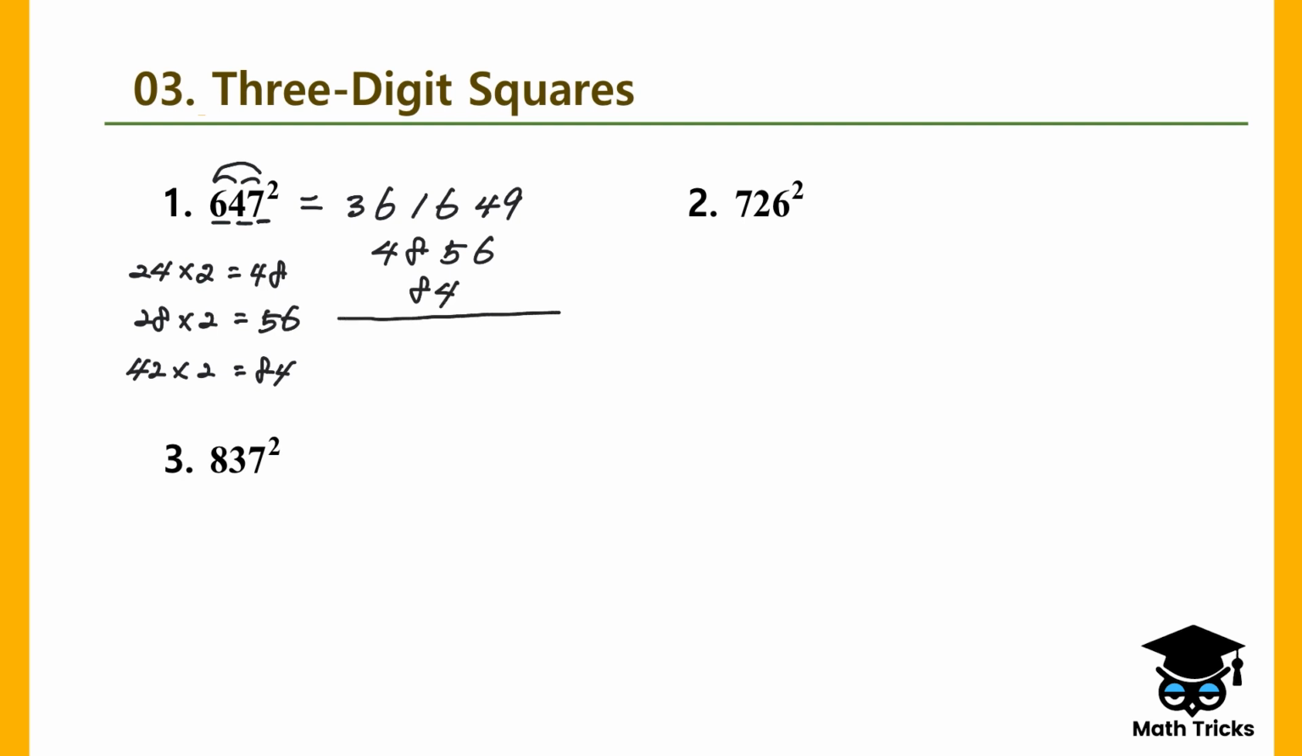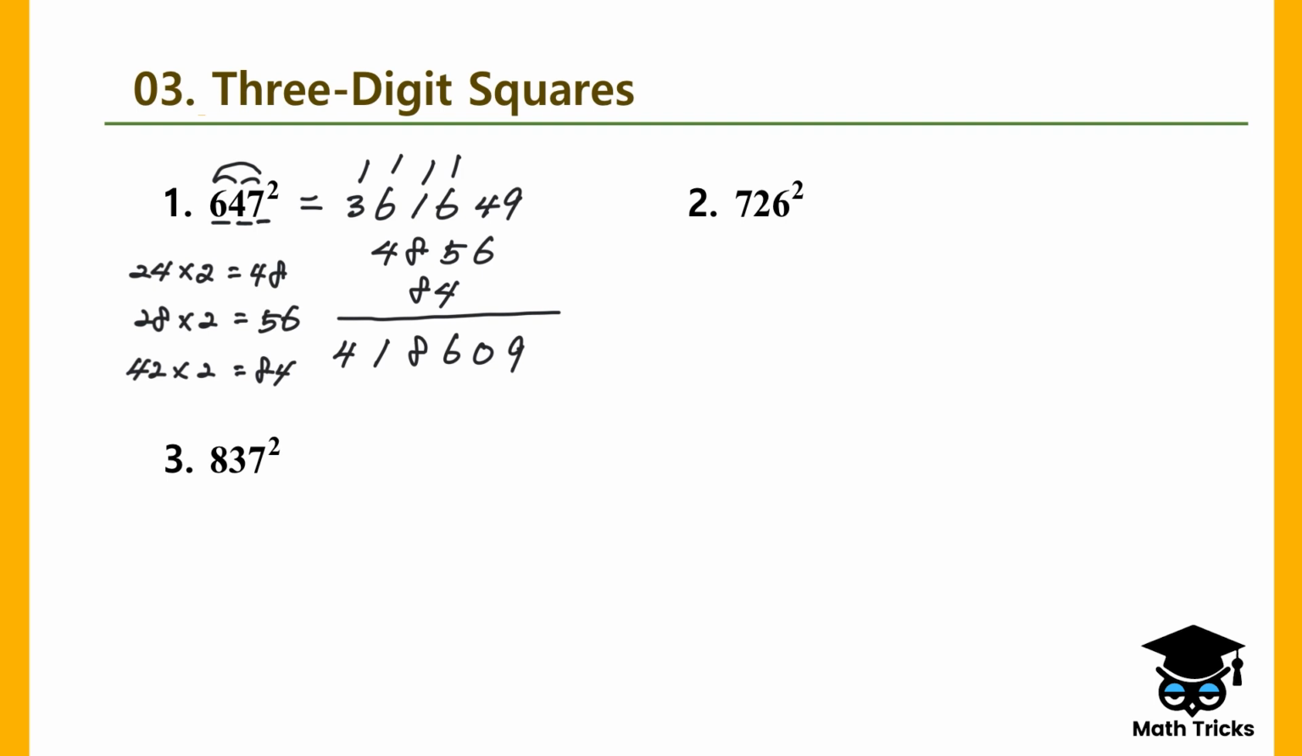Then we add the numbers. 9, that's 10. Here 10, 15, 16. That's 18. That's 11. 3 plus 1, 4. So the answer is 418609.